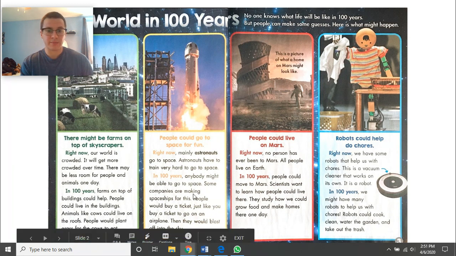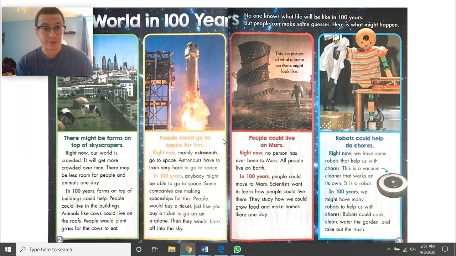Some companies are making spaceships for this. People would buy a ticket just like you buy a ticket to go on an airplane. Then they would blast off into the sky. So in 100 years, people might be able to just buy a ticket to go to outer space. That would be crazy. People could live on Mars.